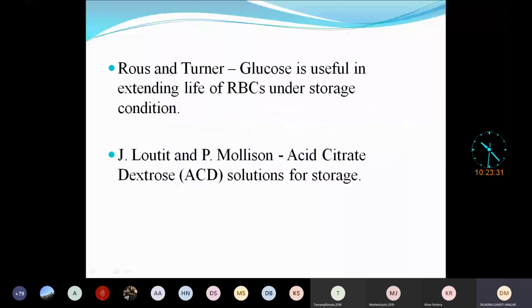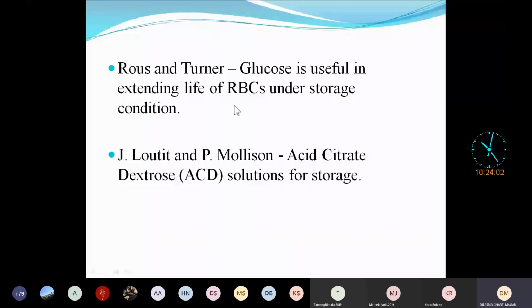After Karl Landsteiner identified the ABO blood group system, nobody knew how, whenever the blood was removed from a person and kept in a bottle or in a plastic bag, the life of the RBCs could be increased, isn't it? So that's why Rous and Turner used glucose. They gave the concept that glucose is useful in extending the life of RBCs under storage conditions.